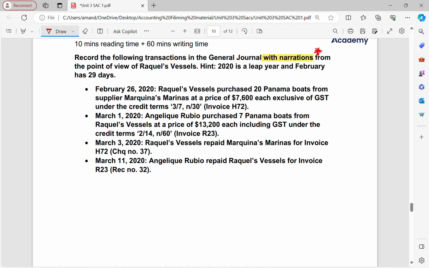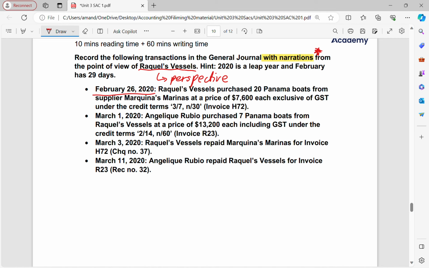From the point of view of Raquel's Vessels. Okay, so this is the perspective, right? It's crucial to understand. We're taking the hint, 2020 is a leap year and Feb has 29 days.